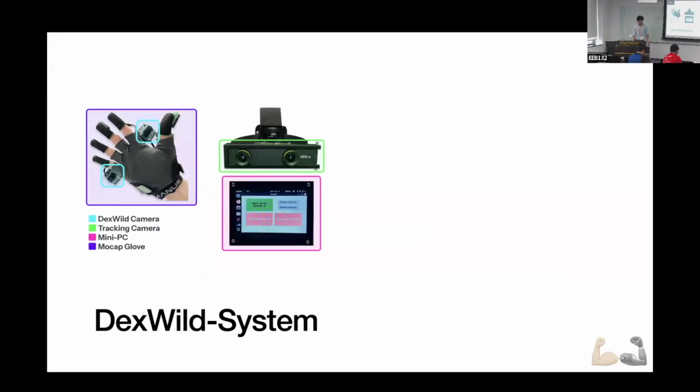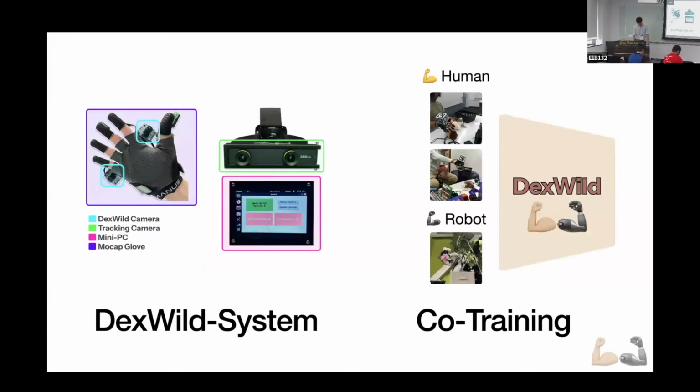The first part is a hardware system that allows you to collect high quality demonstrations in the wild. And the second part is a co-training pipeline that allows you to train human and robot data together to enable robust generalization in the wild.